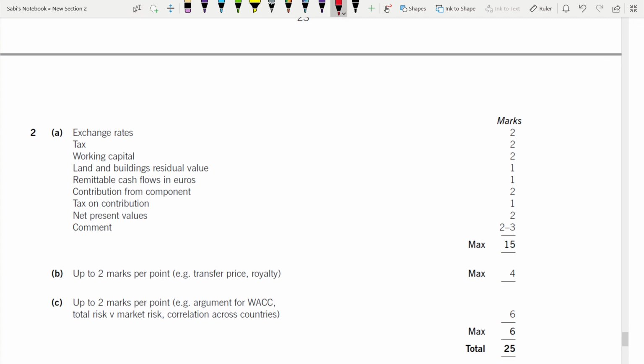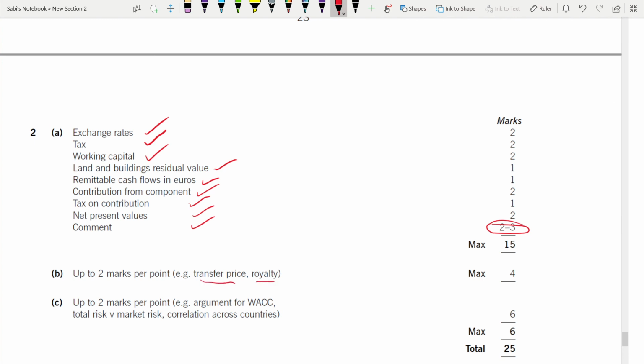So 2 marks. Tax, another 2 marks. For tax, we have 2 marks here because tax losses are carried forward. Again, it is added back. Working capital also 2 marks. We have a working. Land and building residual value, yes, because we have a residual value. Remitted cash flow in euros, 1 mark. Contribution from component also. Tax on contribution. Net present value, comment. Comment is 2 to 3 if you see. Up to 2 marks.